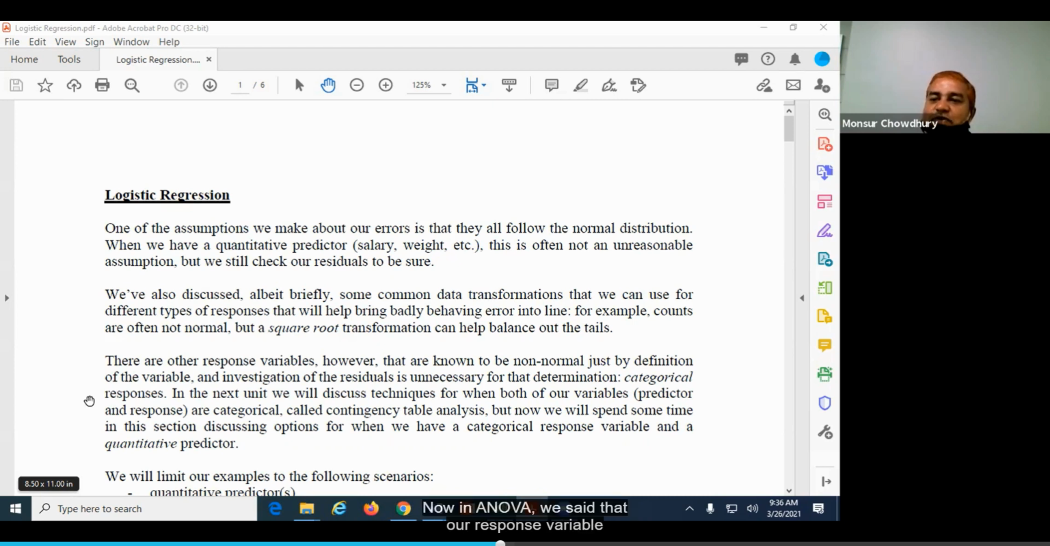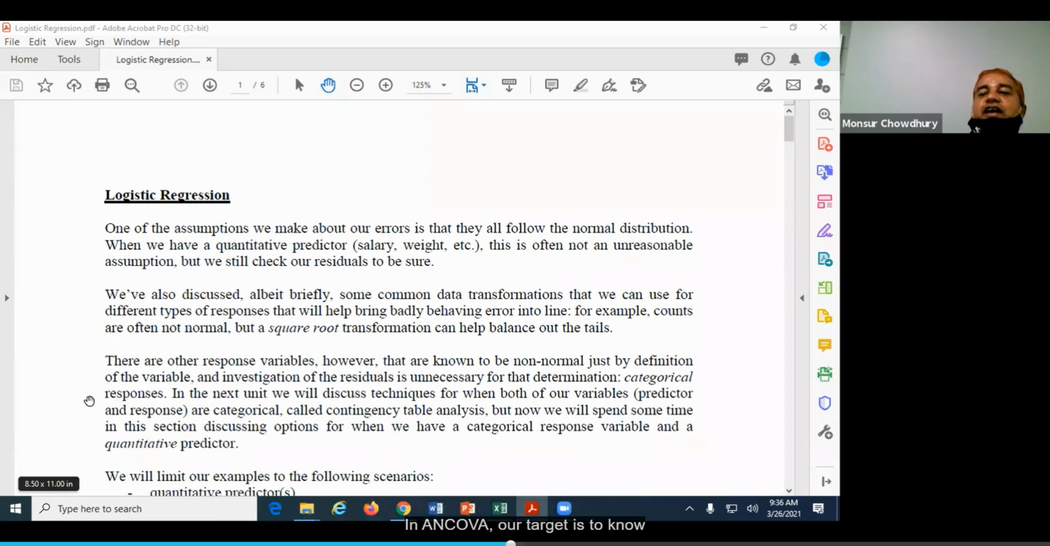Now in ANOVA, our response variable is continuous and we would like to know the effects of the categorical variables on the response variable. So instead of saying for one unit increase, in ANOVA we say that if we change the levels of the categorical variables, what is the average change or the group change in the response variable? So we compare the means for the different groups.